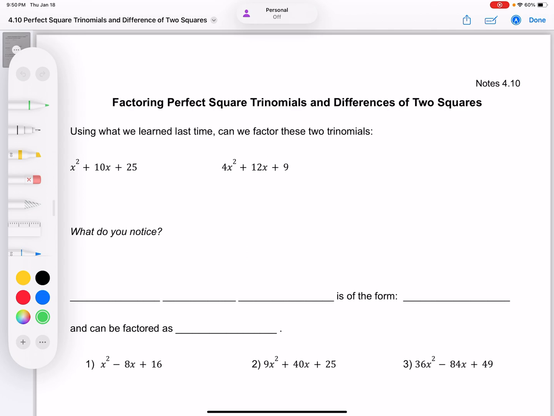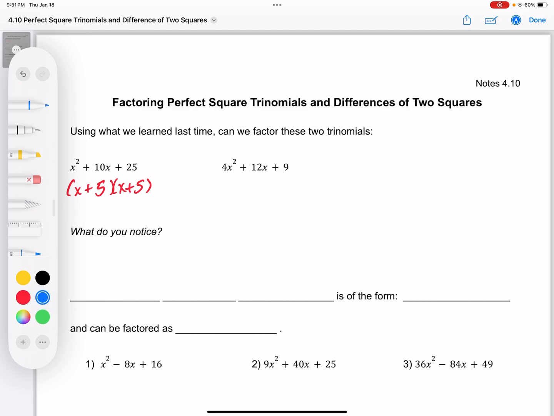Today we're going to talk about perfect square trinomials and difference of two squares. All right, so first of all, let's factor these two trinomials. First one, x squared plus 10x plus 25. So we can go x, we know it's going to be plus plus, and we need the factors of 25 which add up to give us 10. And that is just 5 and 5. 5 times 5 is 25.